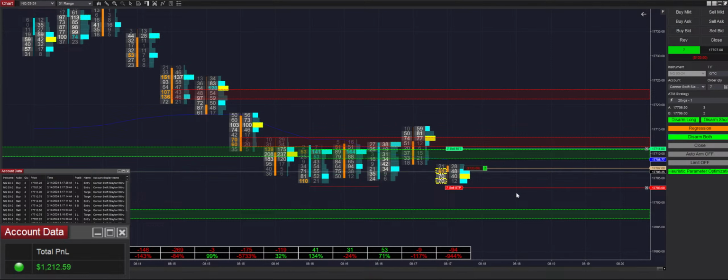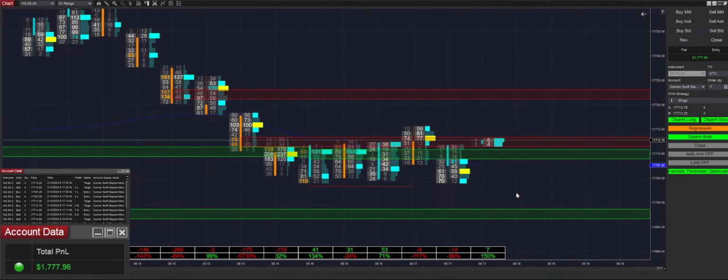Just got filled long. Ended up winning that trade up to 1700.